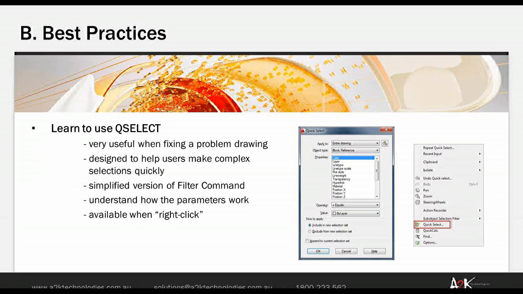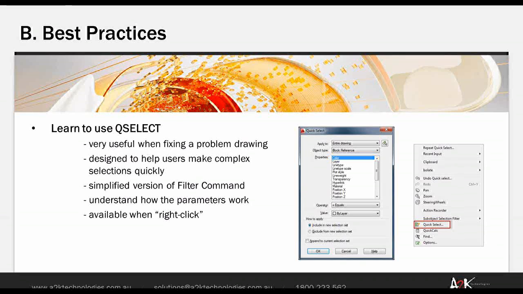Or you can just right-click on the screen and notice on the second image there, I've got a little rectangle around it. It has the QuickSelect. So I found it very useful for fixing problem drawings, so manipulating layers or pieces of text. If I want to search for pieces of text using a particular wildcard, I can do that. So that would be an example of a complex one.